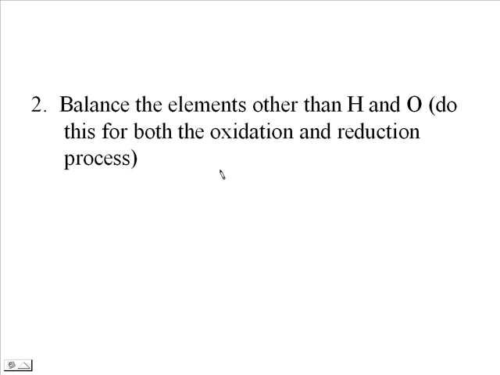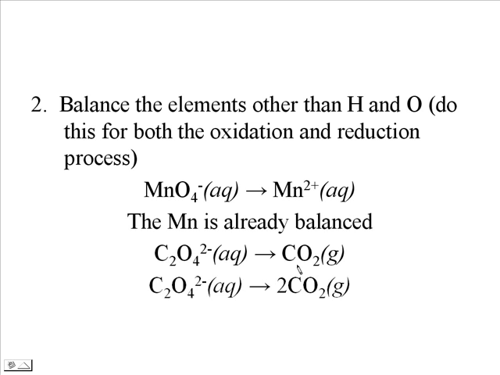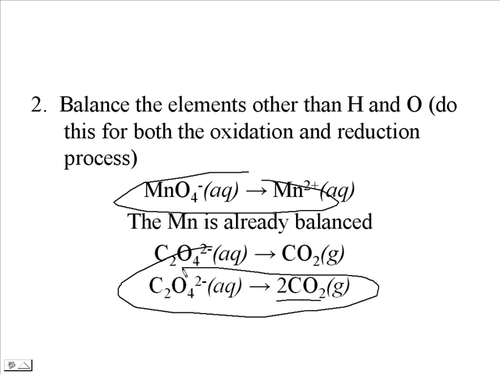Okay, and now we're going to balance the elements other than hydrogen and oxygen for both processes. In this case, there's one manganese on the left-hand side, one manganese on the right-hand side. That's already balanced. Okay, for C2O4 2 minus, we have 2 carbons on the left-hand side, only 1 carbon on the right-hand side. So we make 2 CO2s, and now the carbons are balanced. Okay, so this one there was nothing else we had to do. This one is now balanced that way.